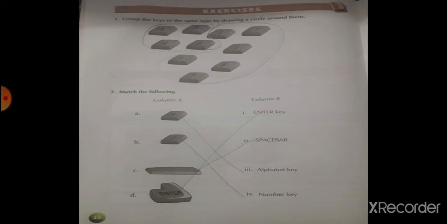We have to differentiate them. Means you have to make one circle around the alphabet keys and the other circle around all the number keys. Okay?